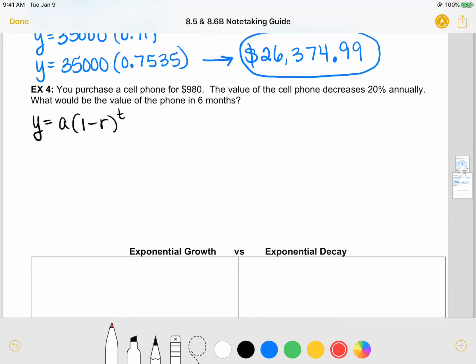So let's see here. Our initial value of our cell phone is $980. Okay, that's a lot of money just for a cell phone. And it's going to decrease, that's why we're using exponential decay, it's going to decrease in value by 20%. So that's going to be our rate, okay? So 20% is going to be R. So here's A, we have R. And then 6 is going to be T. Whoops, I want to put a T there. So 6 is going to be T. We want to just know after 6 months.